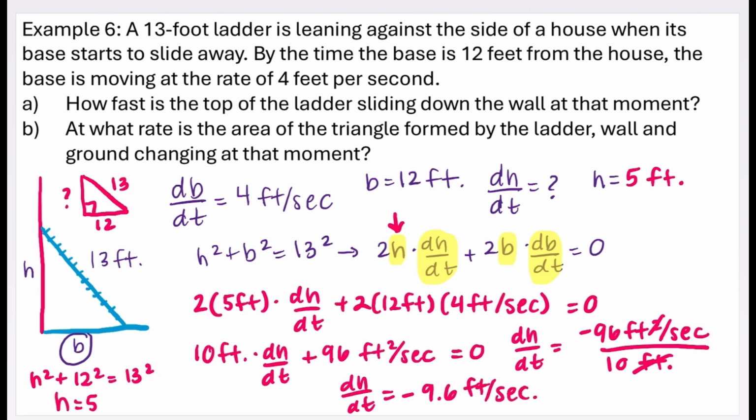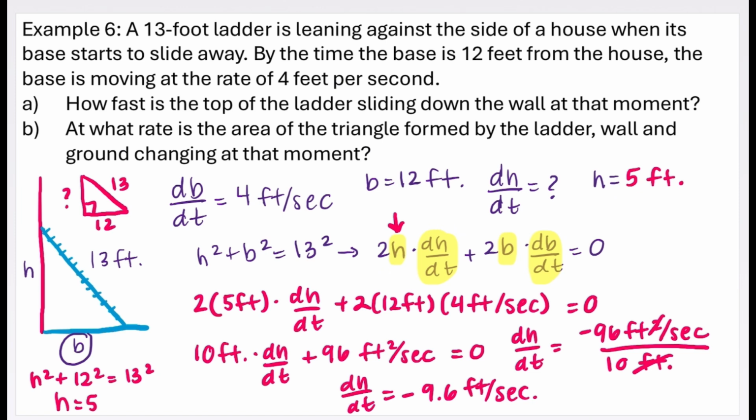So how fast is the top of the ladder sliding down the wall at that moment? It's sliding down at 9.6 feet per second. Negative just shows the direction that it's sliding down. So you can take the absolute value of that if you're just looking for the speed. But if you want the speed with that direction, negative 9.6 feet per second.